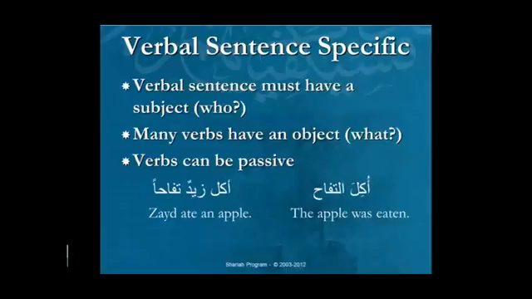So regarding the example on the screen, Zayd ate an apple, the apple was eaten. In the case of an apple, on the left side, that word tufahan is object. And in the case of the passive verb, the object occupies the place of the subject, which goes missing, and the name changes; we call it deputy doer. So deputy doer, you can add that to the list.